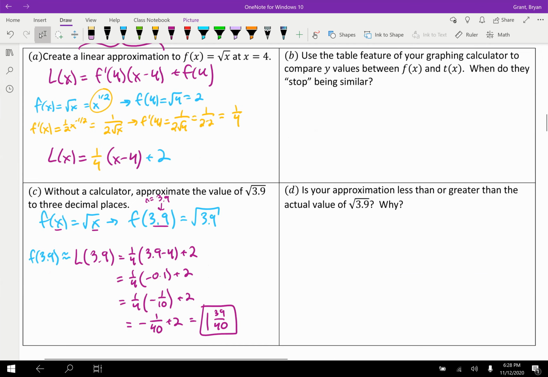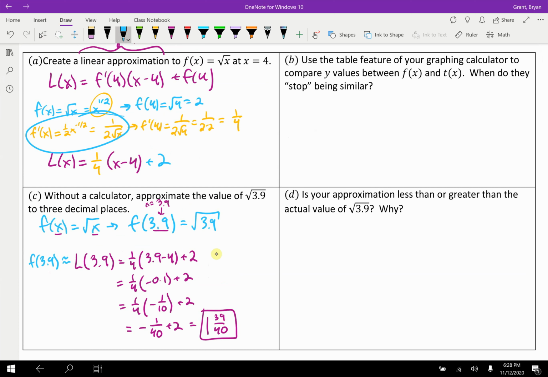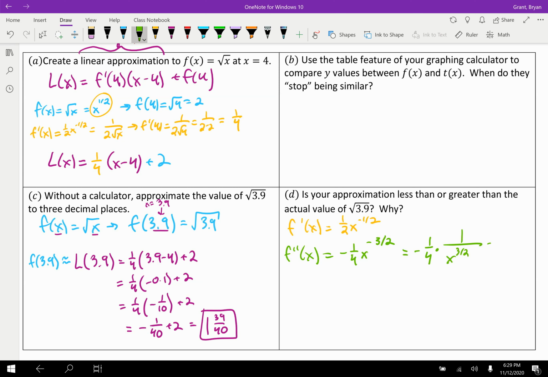So let's look. We already have f prime over here. Let's find f double prime. So we know that f prime of x equals 1/2 x to the negative 1/2. Let's do f double prime. Okay, negative 1/2 comes down, x to the negative 3/2. And cleaning this up a little bit, it's negative 1/4 times 1 over x to the 3/2, or continuing out, negative 1/4 times 1 over the square root of x cubed.